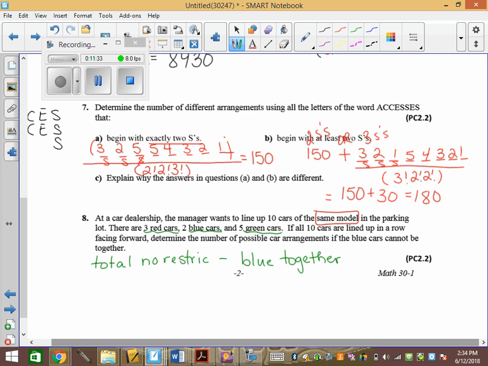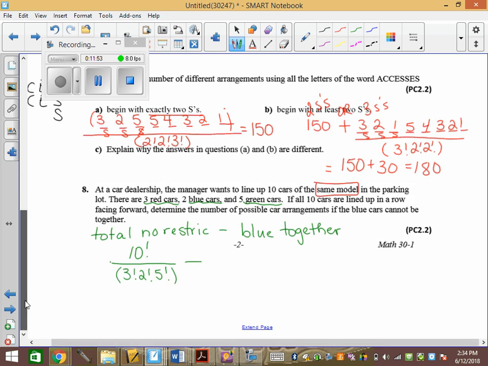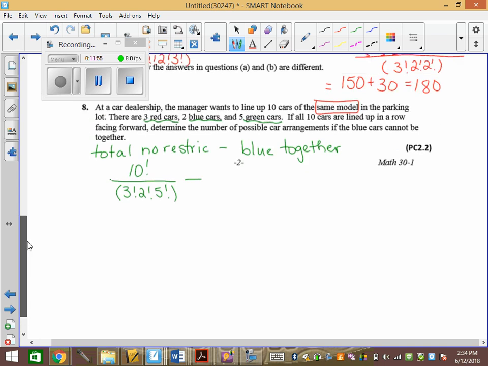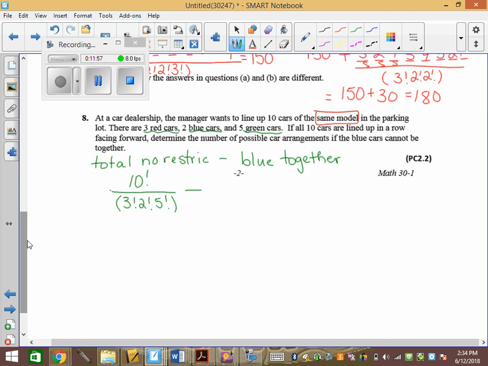Total, no restrictions. 10 factorial. If these were different models of cars, it would be 10 factorial. But because they're the same model, the 3 red cars switched around make no difference. So we'd have 3 factorial, 2 factorial, 5 factorial. That's total, no restrictions, the absolute most number of ways I can rearrange these cars that would look different. So what's 10 factorial divided by 3 factorial, 2 factorial, 5 factorial?